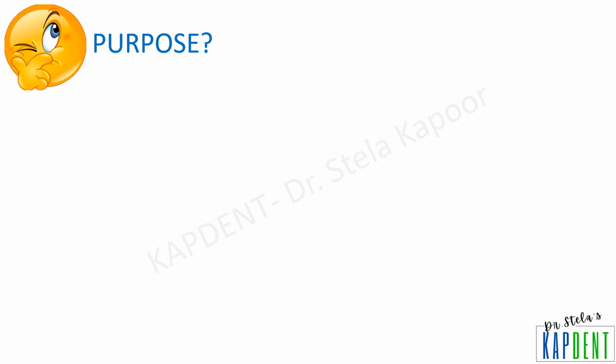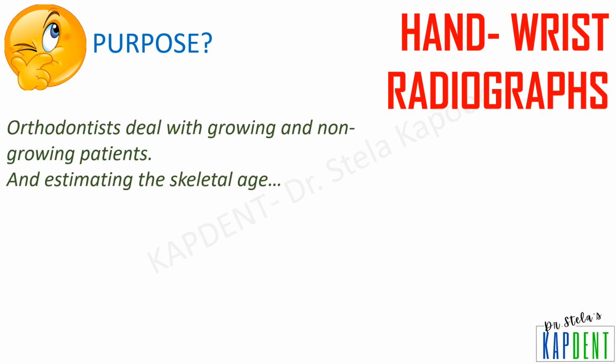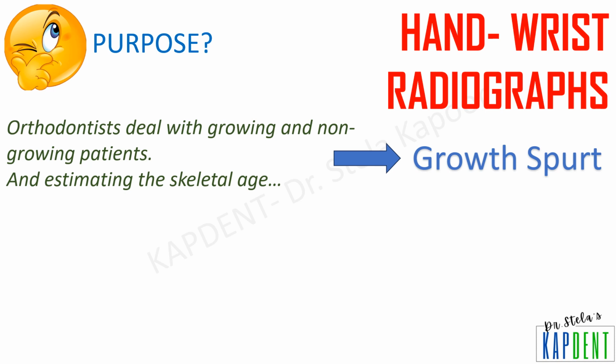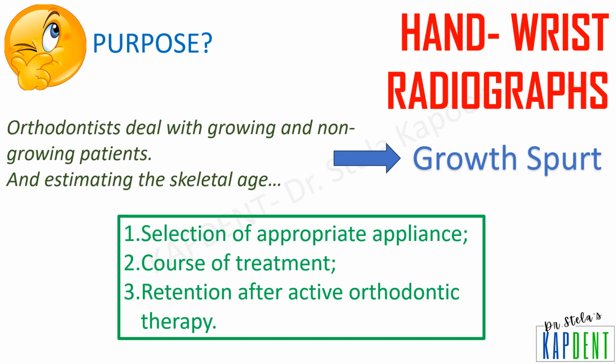So now you might question what exactly is the purpose of these radiographs. First of all, let me tell you, we as orthodontists deal with growing as well as non-growing patients. So it becomes important to estimate the skeletal age, whether by hand and wrist radiographs or assessing the cervical vertebra maturation, because it helps in ascertaining the growth spurt and the amount of growth available, which in turn further aids in the selection of an appropriate appliance, the course of treatment and retention after the active orthodontic therapy.